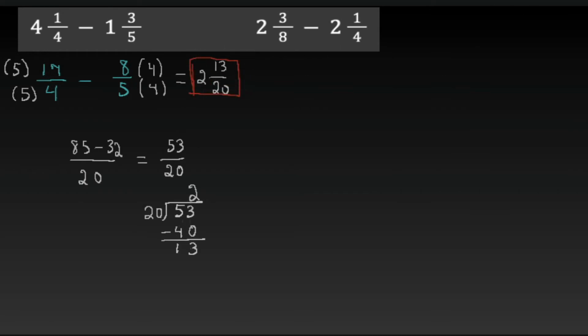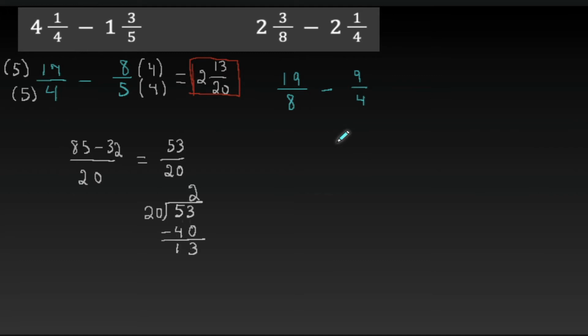Let's go over to the second problem. So we have 2 and 3/8 minus 2 and 1/4. We're going to do the same thing as we've done in the first problem. We're going to take this denominator, multiply it by its whole number of 2, and then whatever answer we get, we add to 3, the numerator, okay? So 8 times 2 is 16, plus 3 is 19, and that's written as 19/8. Minus 4 times 2 is 8, plus 1 is 9, so that's 9 over 4.